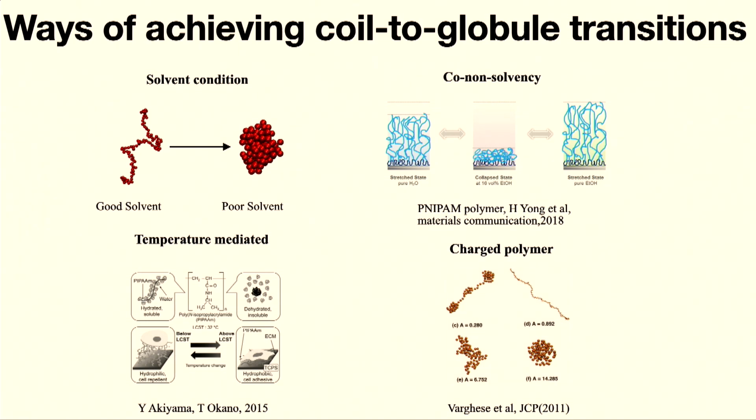The same can be achieved through temperature. Increasing or decreasing the temperature can also induce coil to globule or globule to coil, depending on whether the chain displays LCST or UCST, lower critical solution temperature or upper critical solution temperature. Similarly, a charged polymer can also show a coil-to-globule transition if we increase the charge density on each monomer, or the backbone charge density.